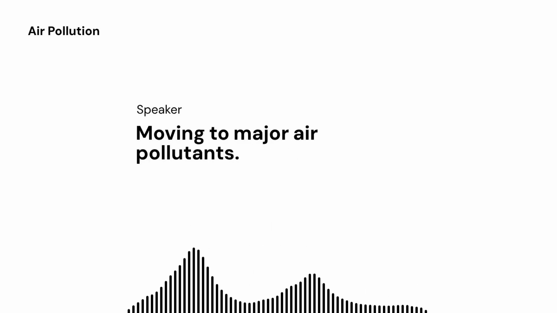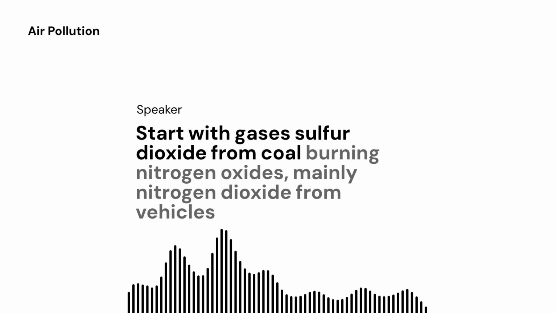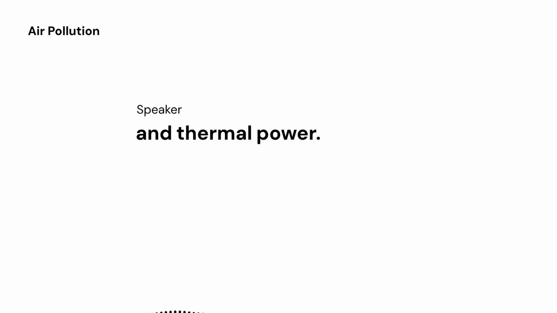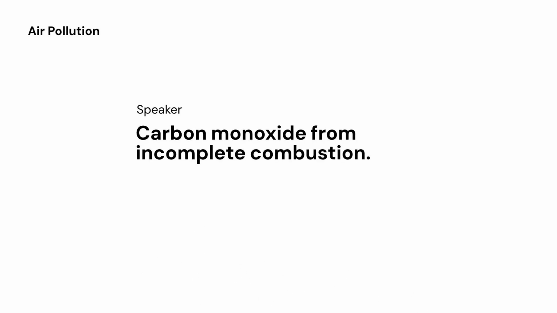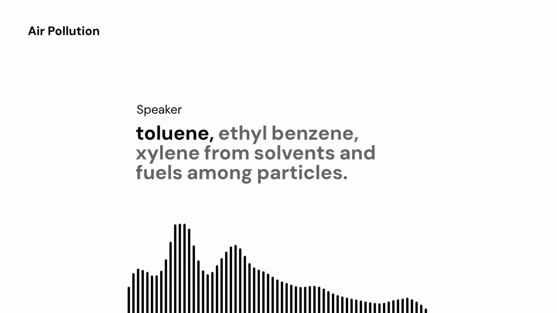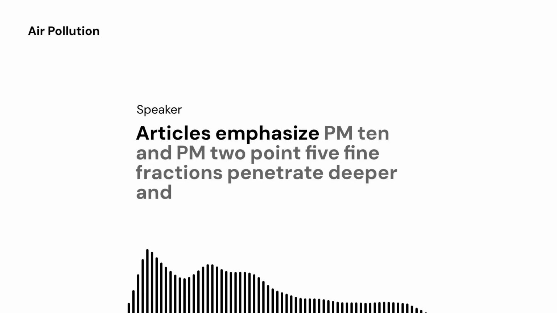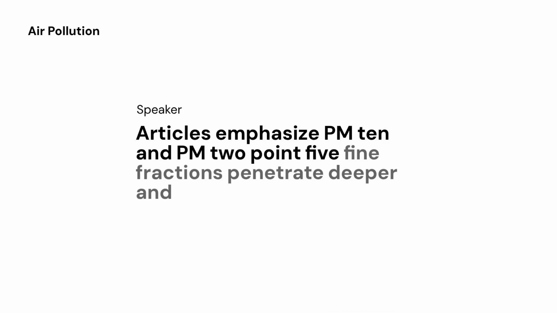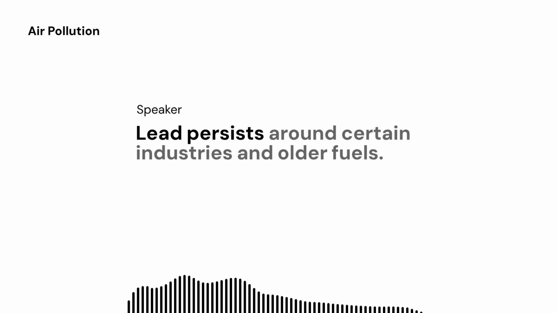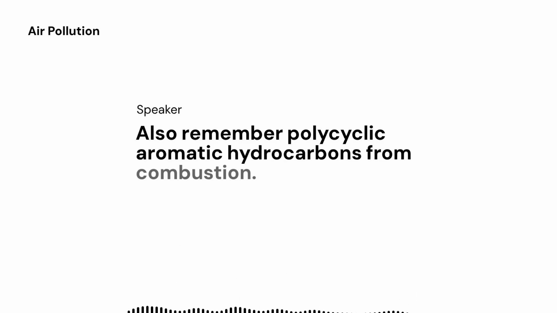Moving to major air pollutants, what should students name in viva? Start with gases. Sulfur dioxide from coal burning, nitrogen oxides, mainly nitrogen dioxide from vehicles and thermal power, carbon monoxide from incomplete combustion, ozone formed secondarily, ammonia from agricultural activities, and benzene, toluene, ethylbenzene, xylene from solvents and fuels. Among particles, emphasize PM10 and PM2.5. Fine fractions penetrate deeper and drive cardiovascular and respiratory risk. Lead persists around certain industries and older fuels. Also remember polycyclic aromatic hydrocarbons from combustion.